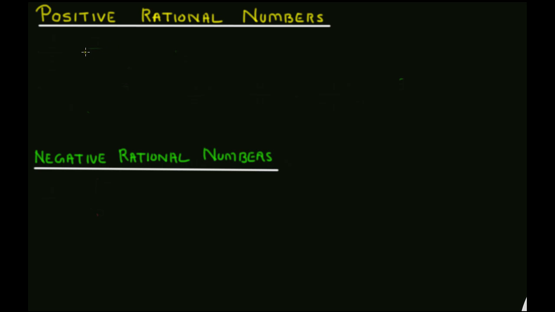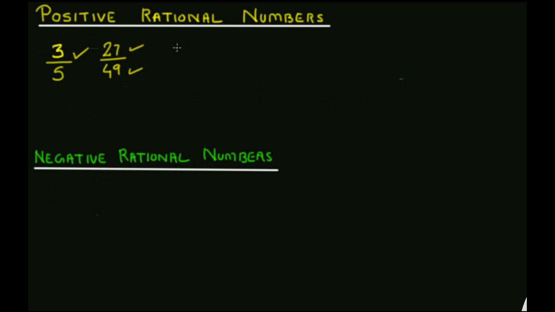Hi everybody out there. In this session we will try to understand what are positive rational numbers and negative rational numbers. If both the numerator and the denominator of a rational number are positive, the rational number is a positive rational number. For example, 3 by 5. Here the numerator as well as the denominator is positive, therefore it's a positive rational number. Let's take another example of 27 by 49. Positive and positive, so it's a positive rational number.